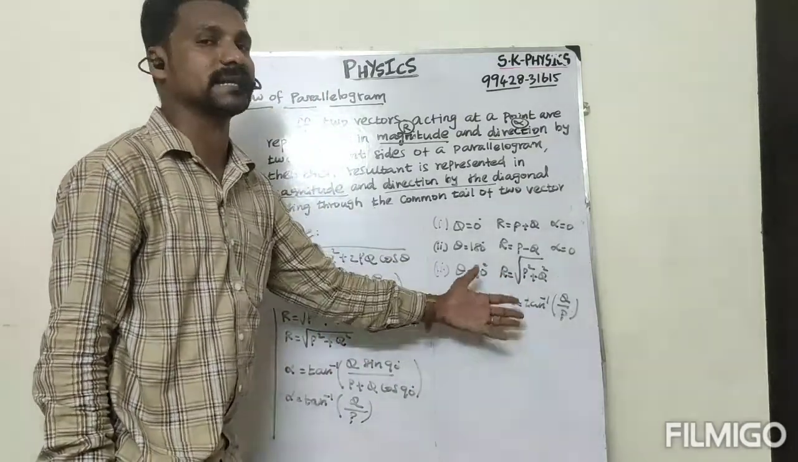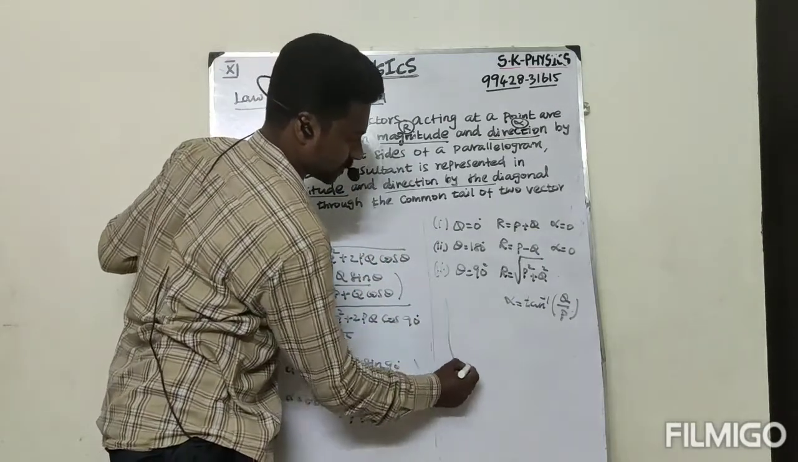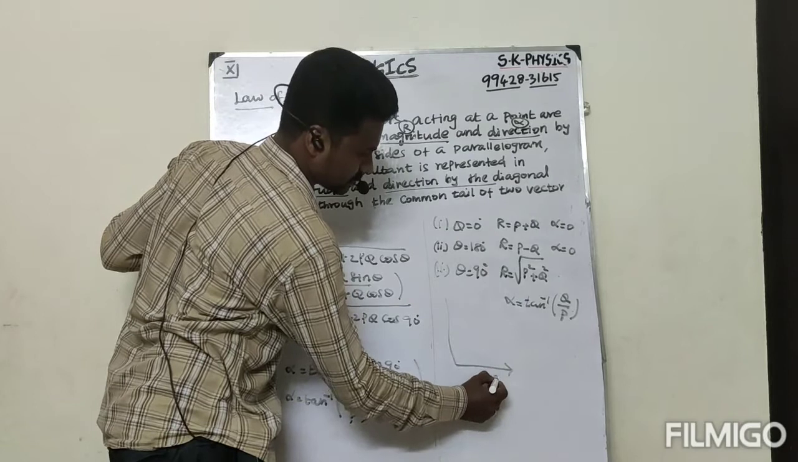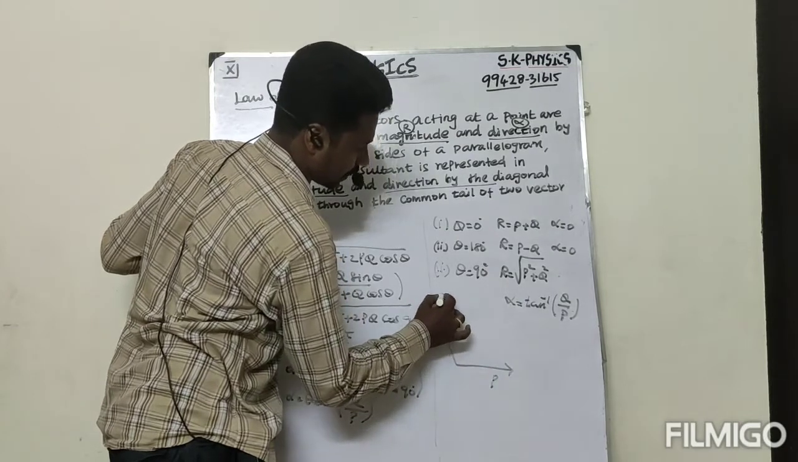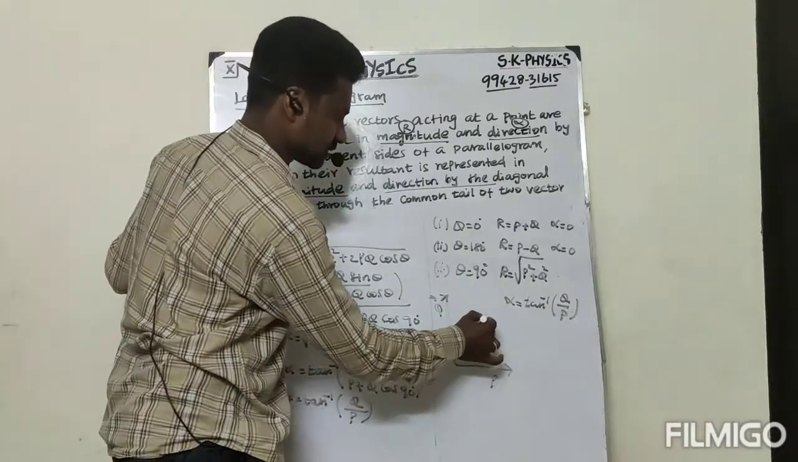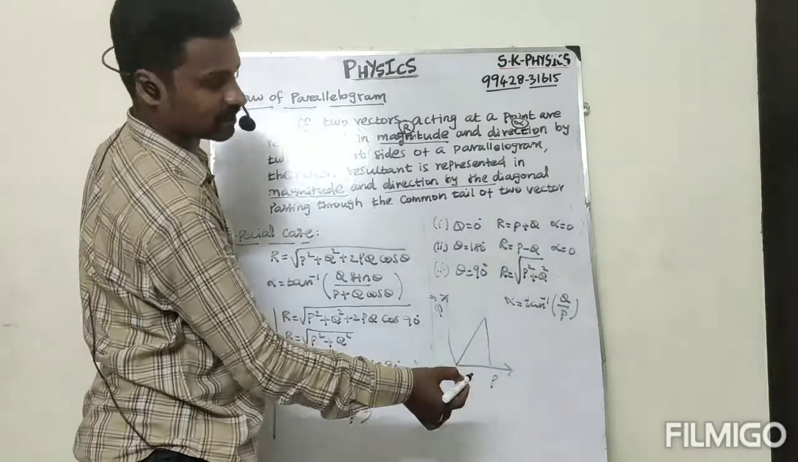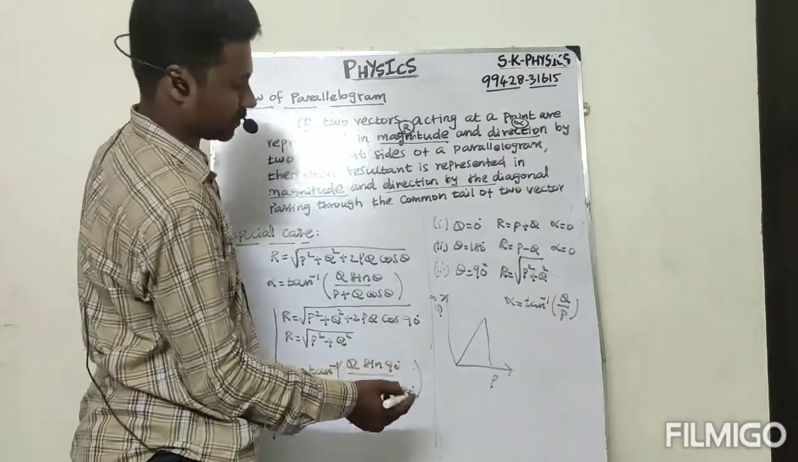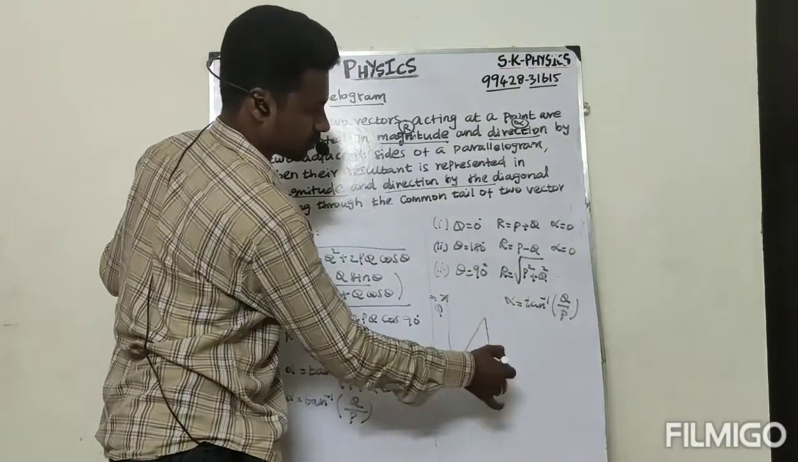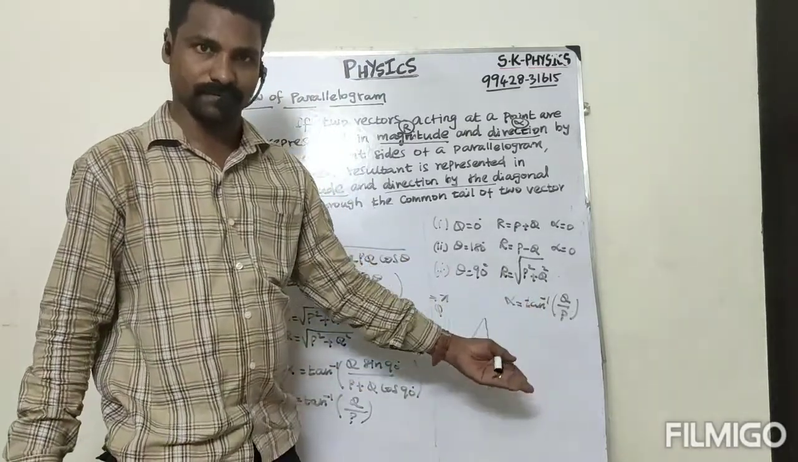And the last one, its direction, if the two vectors are acting perpendicular to each other, this is the P vector, this is the Q vector. Perpendicular to each other means the resultant will be here. So we should find, like a slope will come. Slope means Q value divided by P value, that is tan inverse of Q by P.